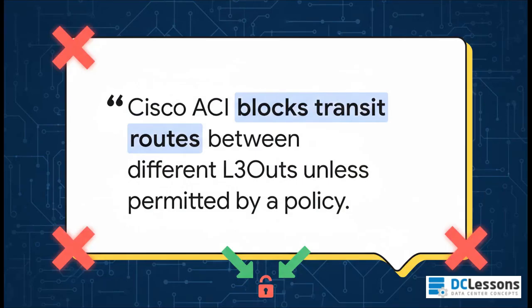That's the fundamental truth of the ACI fabric. This is not a bug. This is a core security feature. ACI is built on a zero-trust model. It will never pass routes between two different L3 outs by default. It assumes, for security, that they should be kept separate unless you explicitly tell it to do otherwise.